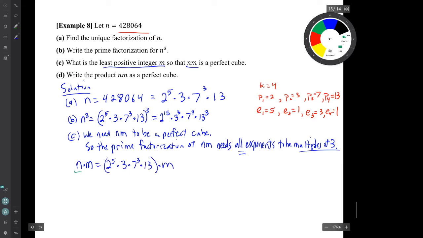We know that n can be written this way, and then whatever is going on with m is out here. So when I multiply these together, I'm going to have to address the fact that I've got some exponents here that are not multiples of 3. I've got 2 to the 5th, I've got 3 to the 1, and I've got 13 to the 1. So in order for this product to be a perfect cube, I'm going to need to have some extra factors of 2 and 3 and 13.